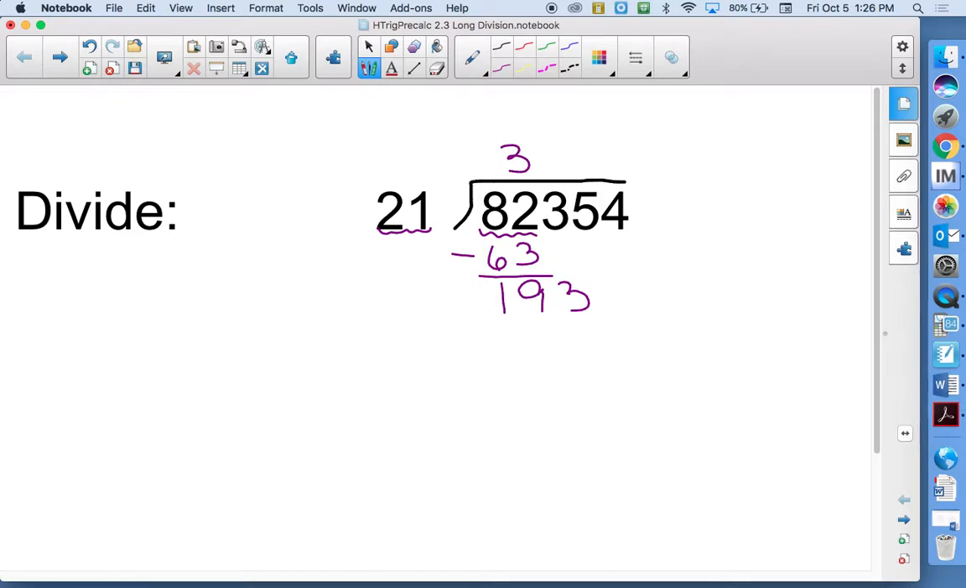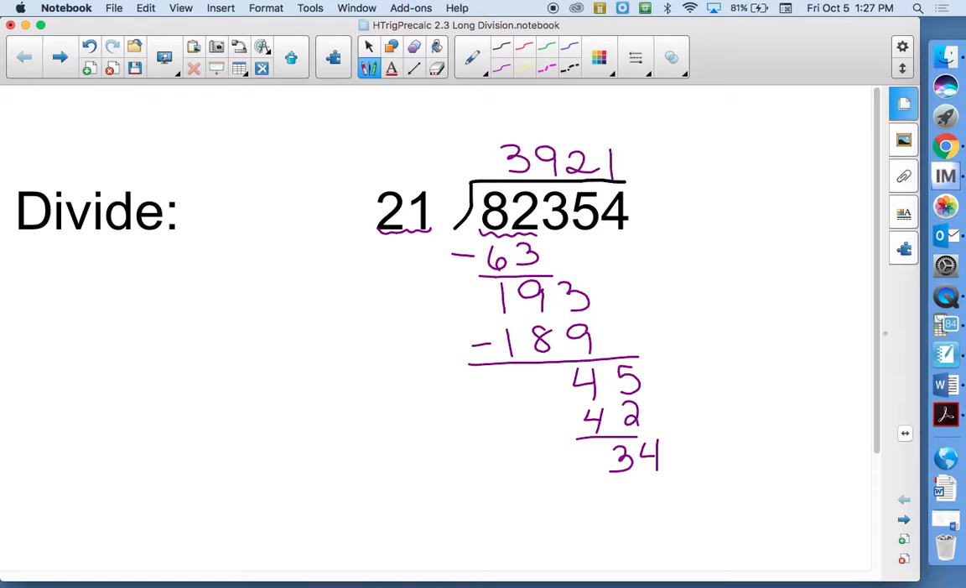So, Libby, do you know how many times 21 goes into 193? I want to say 9. Sounds pretty good. So 9 times 21 is 189. Okay, then we subtract again, and we get 4. And then you bring down the 5. This is a little easier. 21 goes into 45 2 times. So that gives us 42. Subtract, you get 3. Bring down the 4. 21 goes into 34 once, with a remainder of 13.